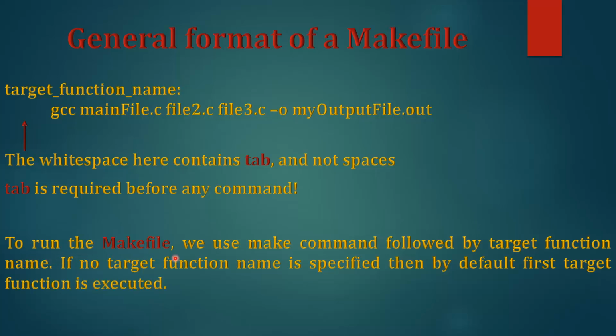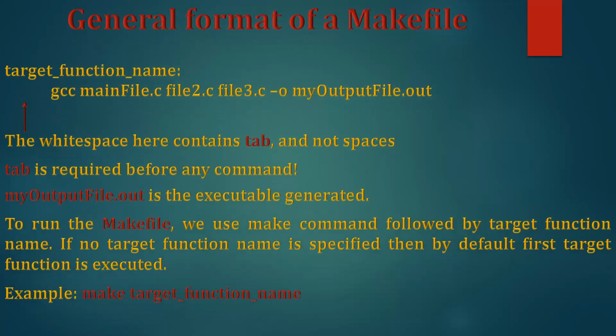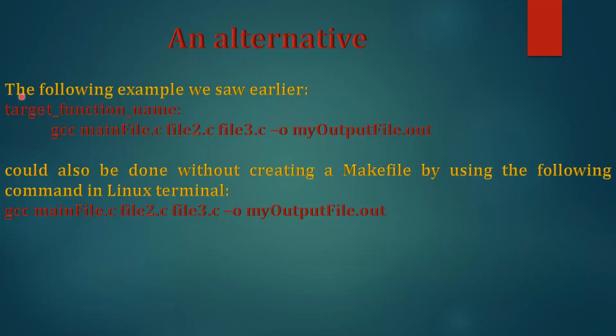To run the makefile, we use the make command followed by the target function name. And if no target function name is specified, then by default the first target function is executed. We'll see all the examples which will make it clearer. Also, a point to note is that my output file.out is the executable generated, as mentioned earlier. An example of running this make command is make, then the target function name. Now, an alternative way to accomplish the task without using a makefile. For example, the example that we just saw earlier, this target function name and this command, could also be done without creating a makefile by using the following single command in the Linux terminal: gcc mainfile.c file2.c file3.c and then dash o my output file.out. This will also do the same job for you that the makefile did.